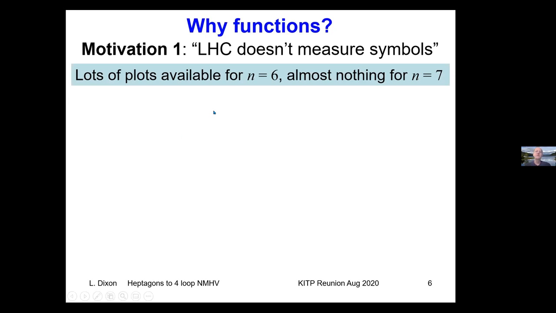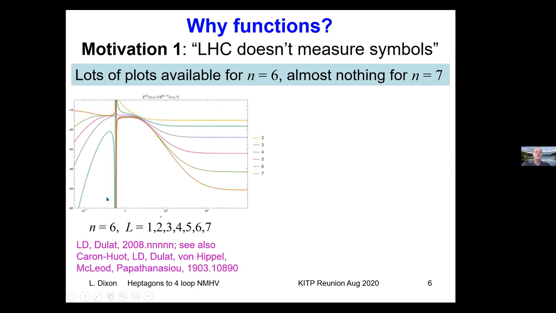So we're not doing this for the LHC directly, but we want to illustrate that it is possible to compute these amplitudes completely numerically and make plots, which you can't do with the symbol. For example, at the 6-point level, we can make plots that involve the ratio of successive loop orders, in this case, in the NMHV case, through 7 loops, which should come out soon.